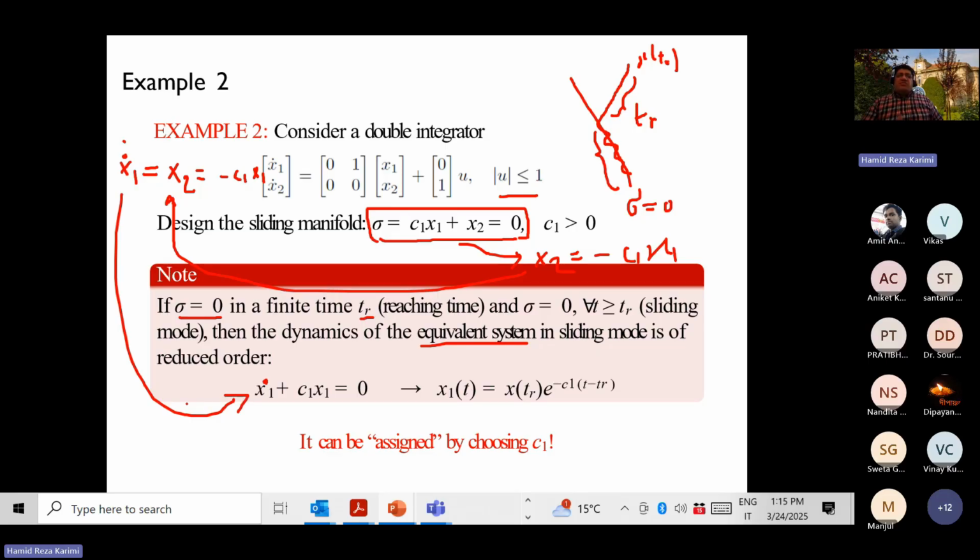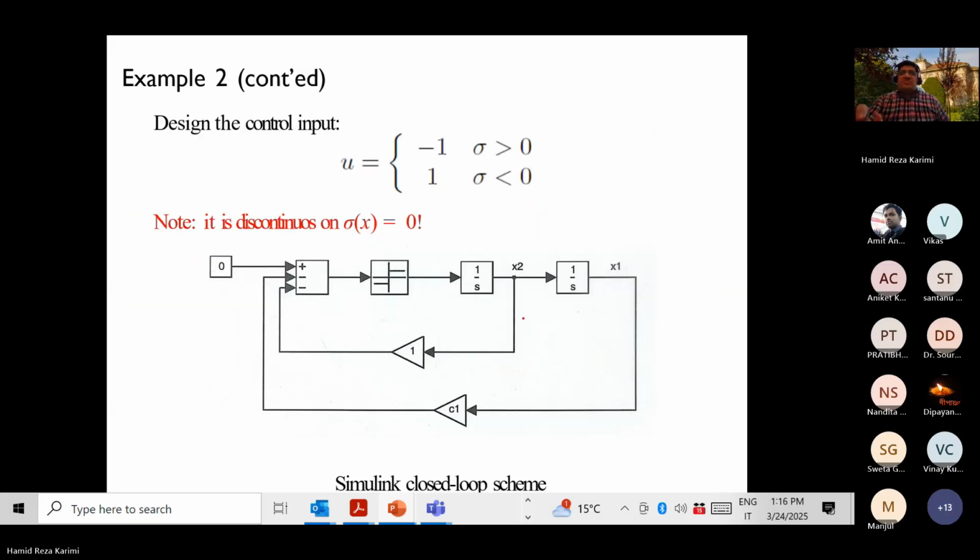But what does this equation mean? It means that it is the equivalent system. If you look at the state x1, you can get this formulation. This formulation says that because of this exponential at time TR, the system can reach the surface, and then it is guaranteed that the state vanishes to zero. But the point is that you need to choose C1, because by changing C1, the performance changes totally.